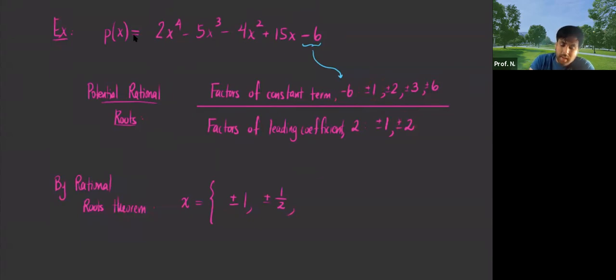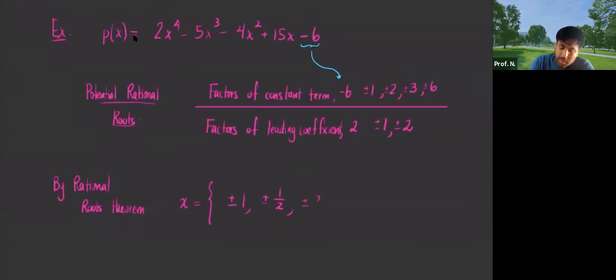And then you continue with this idea. ±2 divided by ±1, I get ±2. Same thing. ±2 divided by ±2 is what? ±1. I already have that. Do you see how we do this? ±3 divided by ±1 is ±3. ±3 divided by ±2 is what? ±3/2. ±6 divided by ±1 is ±6. And then ±6 divided by ±2 is ±3.